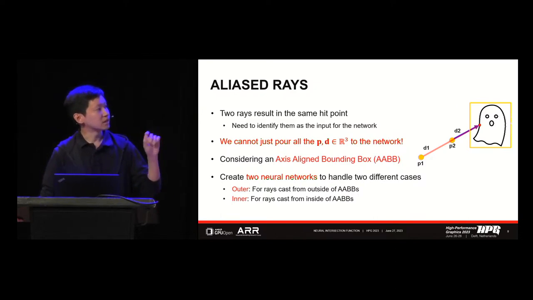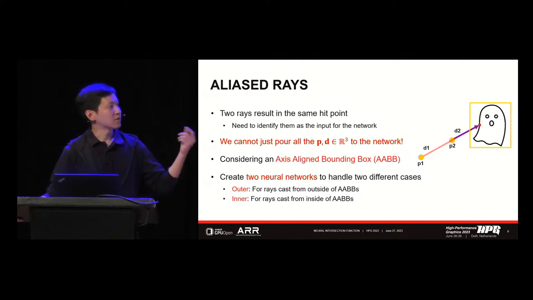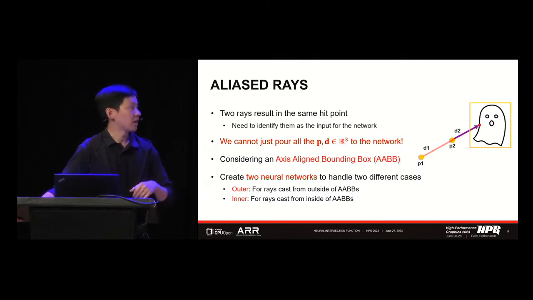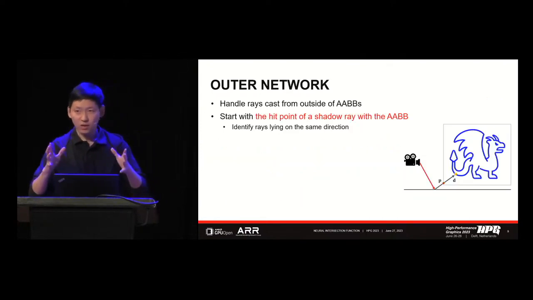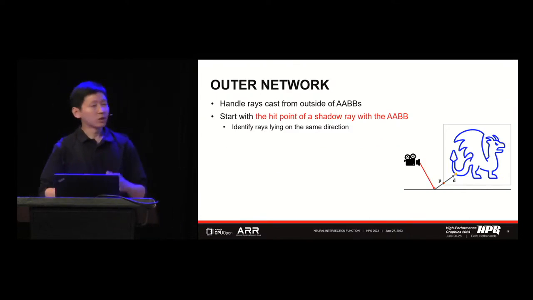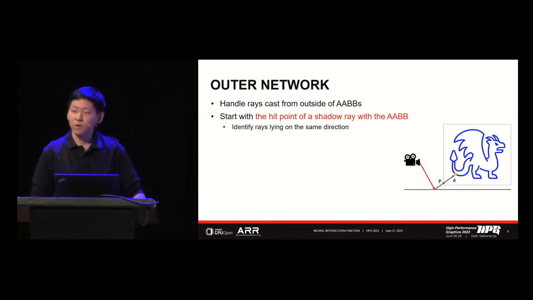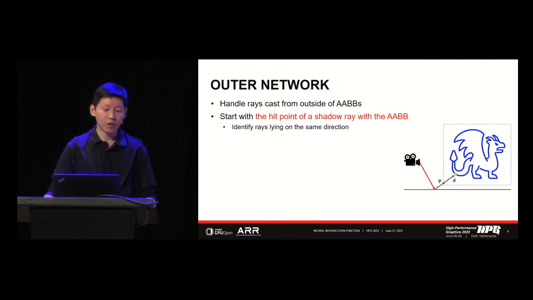Based on the position of the rays, there are two possibilities: the rays are outside of the bounding box, or they're inside. So based on this, we designed two networks to handle the different cases. The first one is what we call the outer network. Those rays that are outside of the bounding box will be handled by the outer network. So, starting from the hit point of the shadow rays, with the AABB.